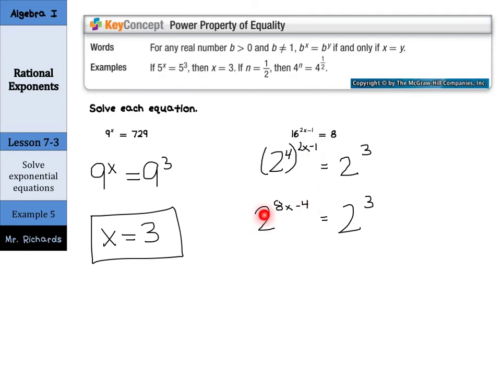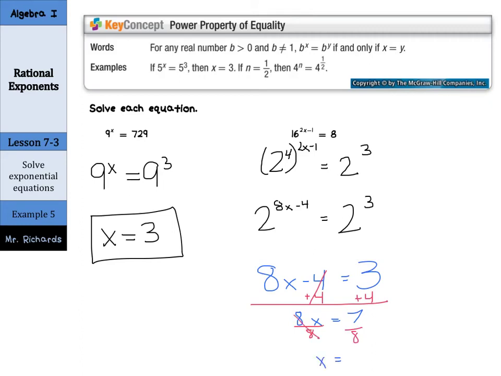And now that we have a common base, and our exponents are simplified, we can set 8x minus 4 equal to the other exponent, 3. And now we solve the two-step equation. Add 4 to both sides. 8x is going to equal 7. Divide by 8 on both sides. And we now have our x simplified down to 7/8. And that's our solution. X equals 7/8.